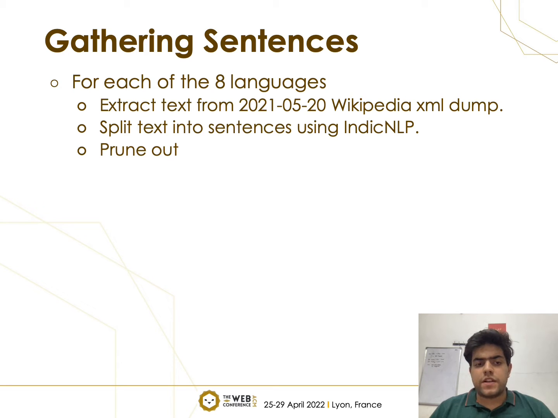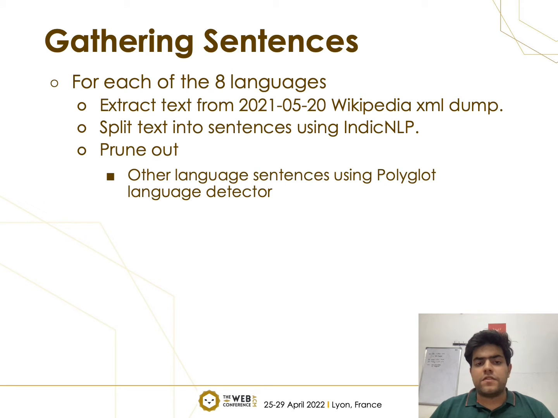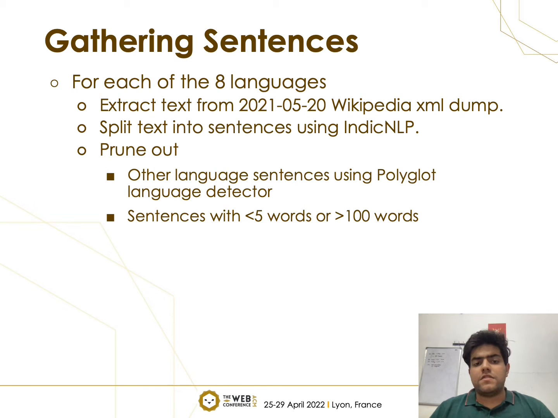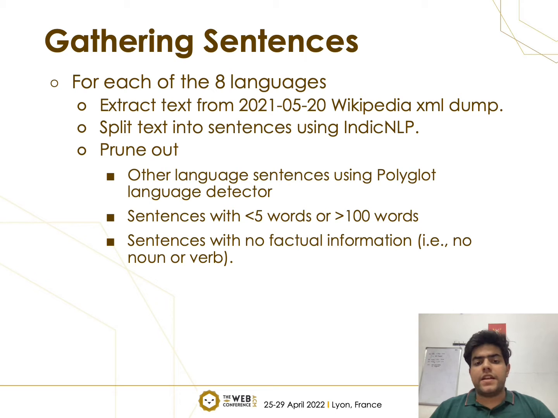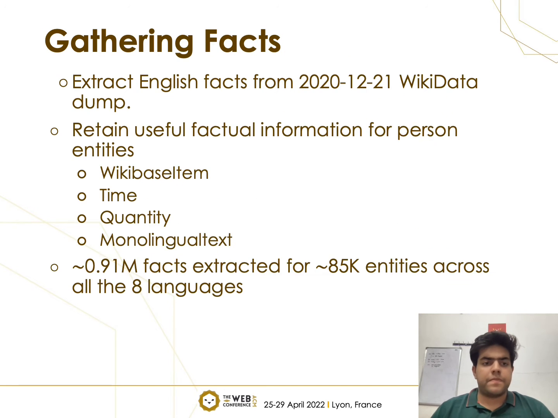Furthermore, we filter out certain sentences in order to keep only meaningful and factual data by pruning out sentences from other languages apart from the target language, sentences which have less than 5 words or have greater than 100 words, and sentences which contain no factual information. In order to establish a filter for factual information, we basically use sentences which have at least one verb or one noun present inside them.